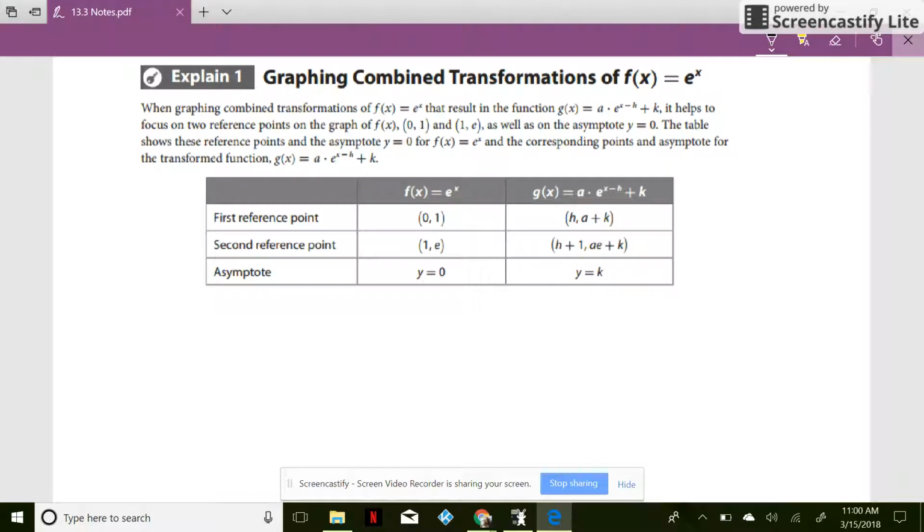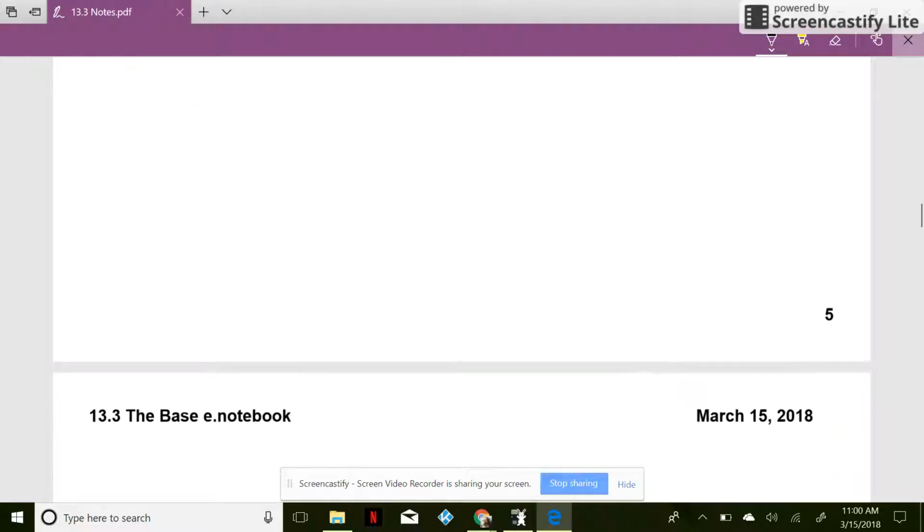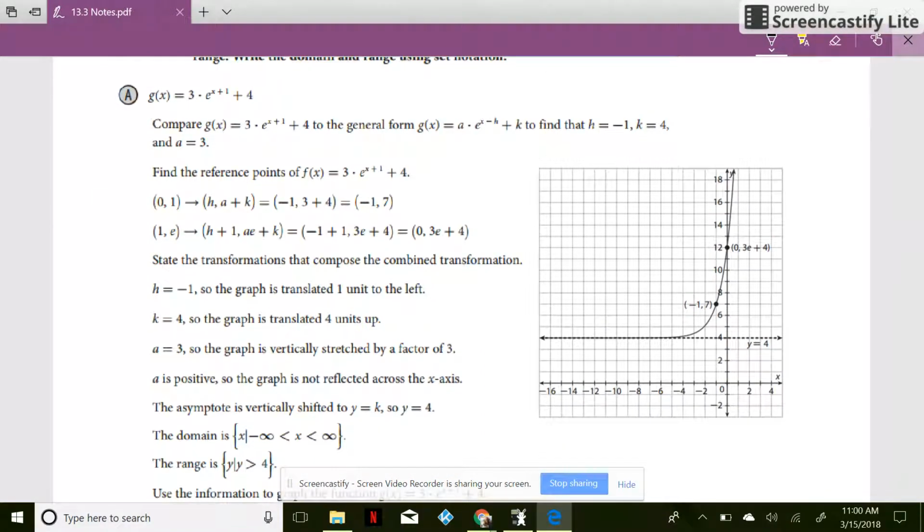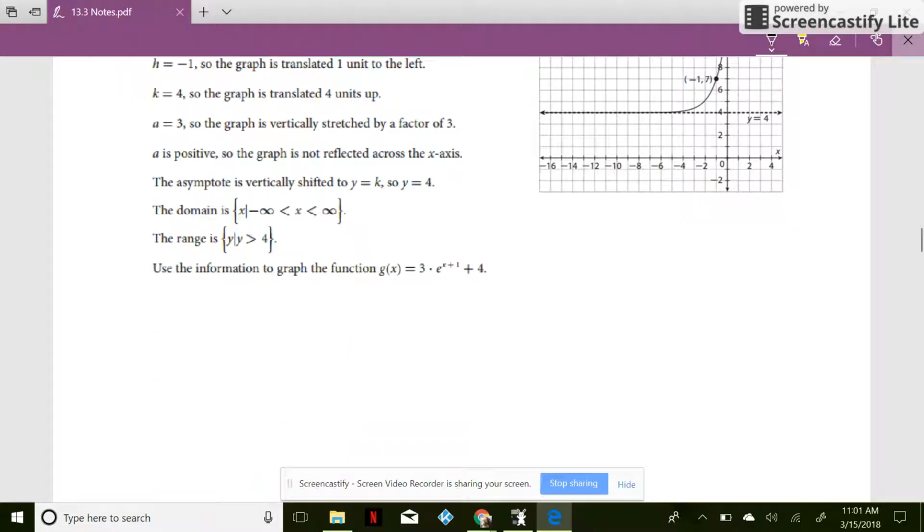So just like we've seen before, same types of transformations, just different reference points. (0, 1), which is still the same. (1, e) now will be our new reference point. So we've got 3 times e to the x plus 1, plus 4. So stretched by a factor of 3, we're going to move left 1, we're going to move up 4. So the key difference here is normally we'll leave it, we won't put it in actual number form, we'll leave that in values of e. When you plug it into your calculator to graph, you will want to get the number answer, but to write it, we normally just would leave it as something like this in terms of e.